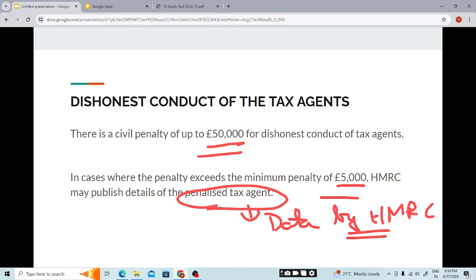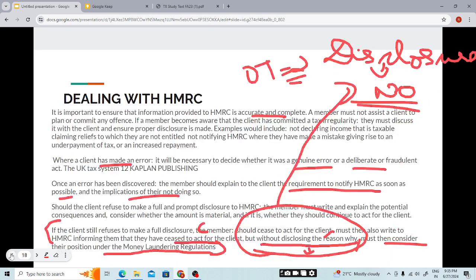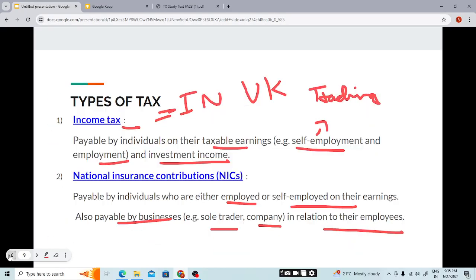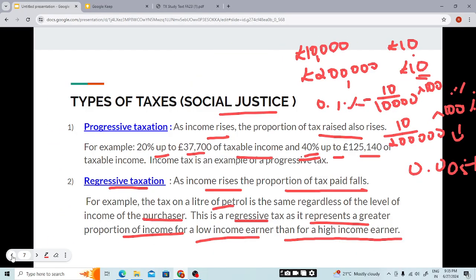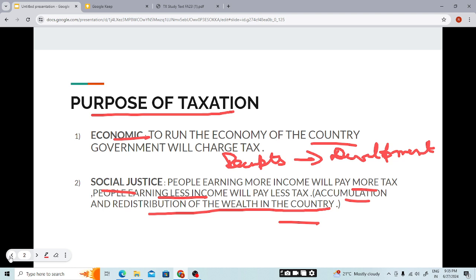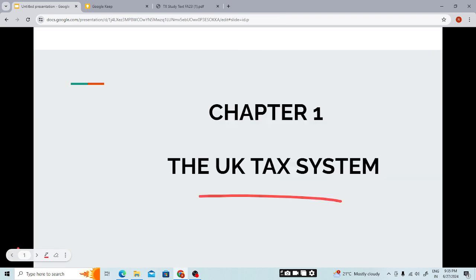I hope the first chapter was good and you have understood each and every topic. In this first chapter you have not studied any rules, only a basic introduction to the UK taxation system. Please revise the chapter once, and solve the questions in the Kaplan study text and the study hub, so that you get a good idea of how the OT questions will come for 2 marks. I hope we had a good session.